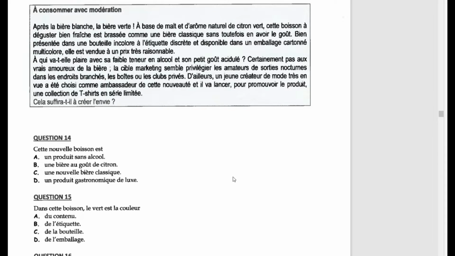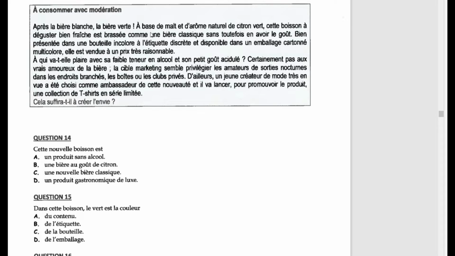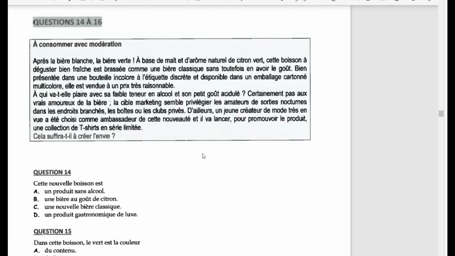So in terms of my strategy, before I read the text, I would always read the questions and their options first. So by doing that, I would have some idea about what the text is going to be about. And when I start reading a few lines, I would keep referring to these questions one by one to find the right answer. So let's look at the heading first. A consommer avec modération, which means we are talking about some consumption of something with moderation. So let's look at the questions first.